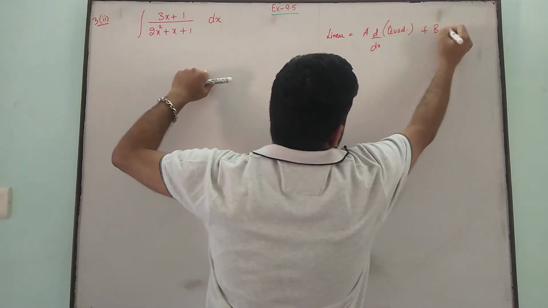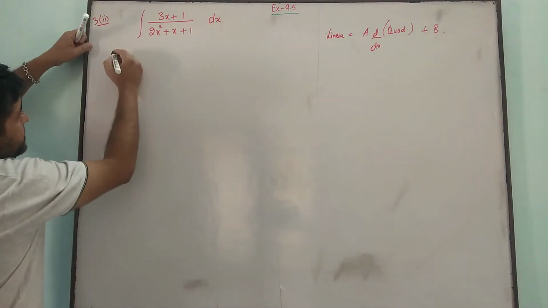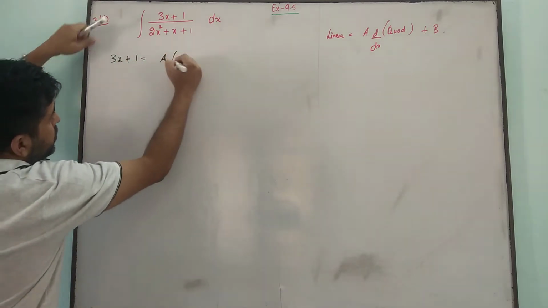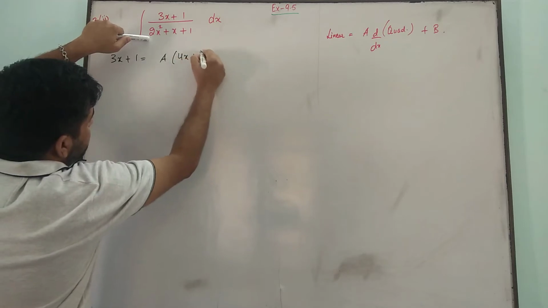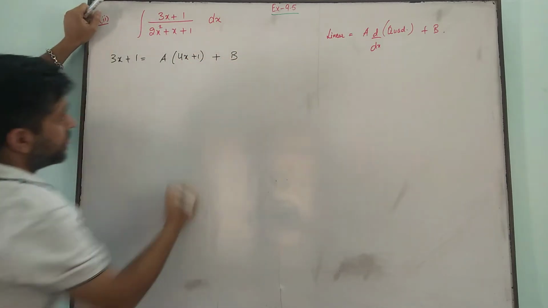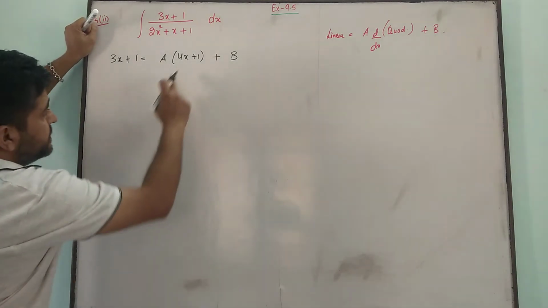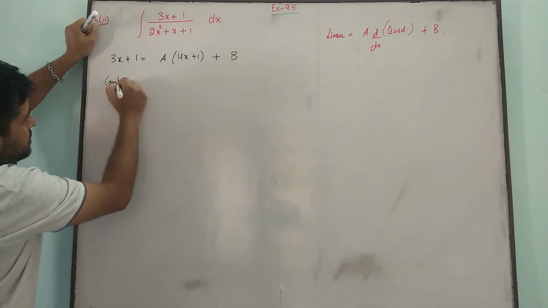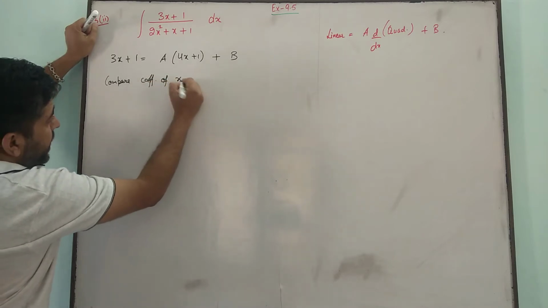plus b. So here we have 3x plus 1 is equal to a into derivative of this quadratic, which is 4x plus 1, plus b. Now on comparing, we'll get the value of a and b. That is, compare the coefficients of x.